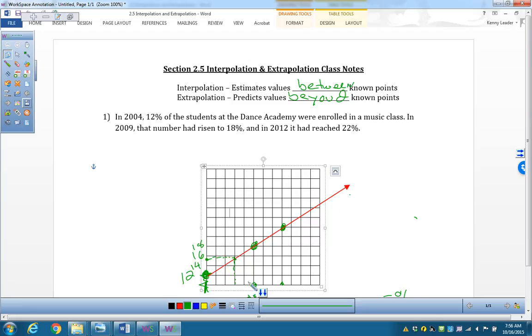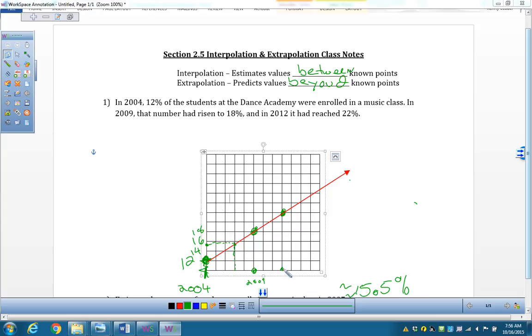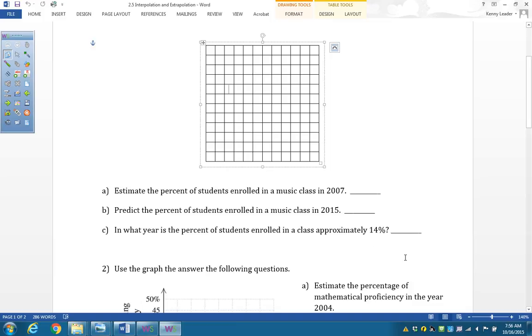So if I did extrapolation, I would come over, this was 2012, 2013, 2014, 2015, I'd go up, and then I'd come over, okay? And I'd say, what's that? 12, 14, 16, 18, 20, 22, 24, somewhere below 26, right? Questions? So maybe in 2015, you're at about 26%.